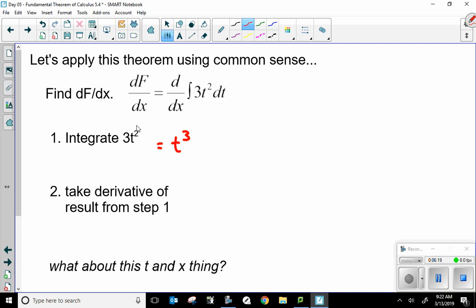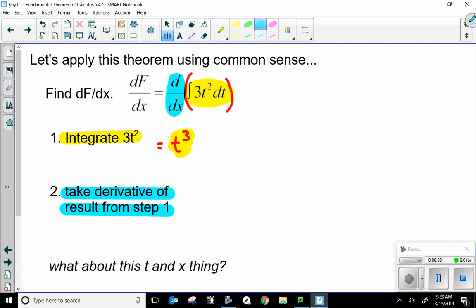So what we did was this step right here, okay? Let's associate this with colors. Let's integrate that. That's what we're doing in step 1. That's my answer, okay? Now, let's take the derivative of that. Let's take the derivative of the result from step 1. So now I'm going to take the derivative of what we got here, which was 3t squared, okay? So the derivative of t cubed, which was the integration of 3t squared.